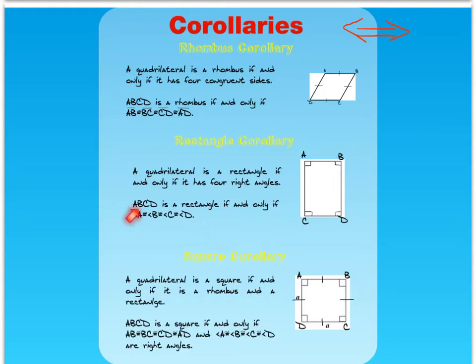I like to pay attention to the symbolic representation. So here we have that quadrilateral ABCD is a rectangle if and only if all of its angles are congruent, meaning all of its angles are 90 degrees. And then the square corollary puts these two together. You have that something, a quadrilateral in this case, is a square if and only if it has all congruent sides and all congruent angles. So if it's a rhombus and a rectangle, in other words.